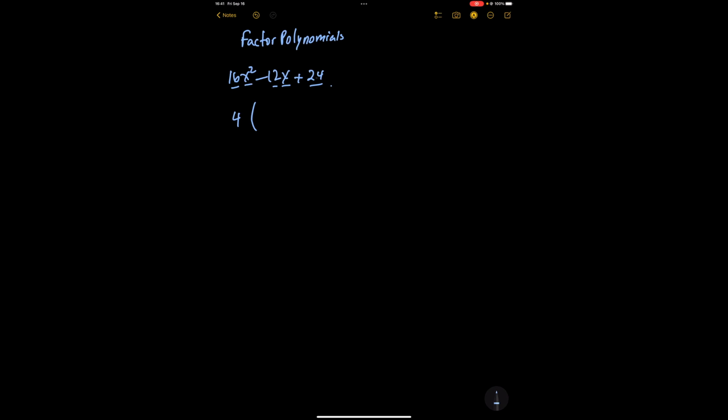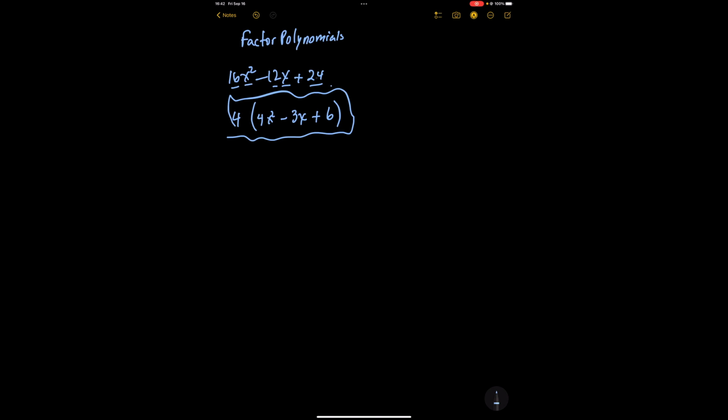Factor 16 over 4 is 4. And you have the x squared, minus 12 over 4 is 3. And we have the x, plus 24 over 4 is 6. And that's it. For this one, that's all we can do. We can only do that kind of factorization. Let's do a second example.